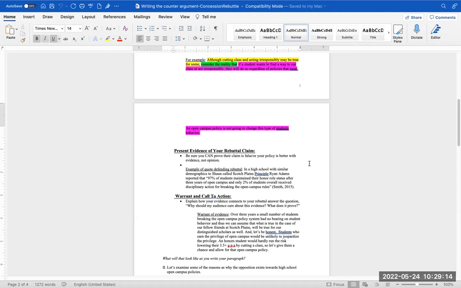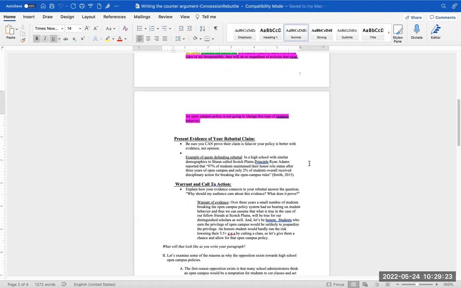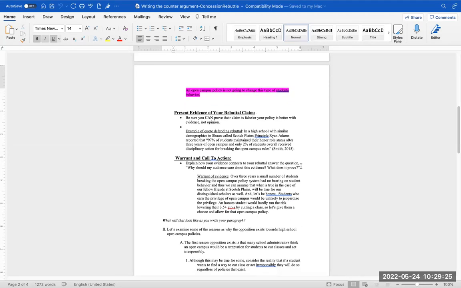Now I'm going to explain what that evidence means, this warrant, right? Over 3 years, a small number of students breaking the open campus policy had no bearing on student behavior, and thus we can assume that what is true in the case of our fellow friends at Scotch Plains will be true for our distinguished scholars as well.